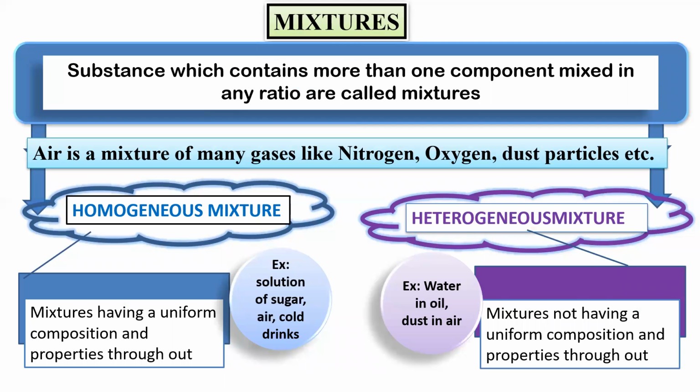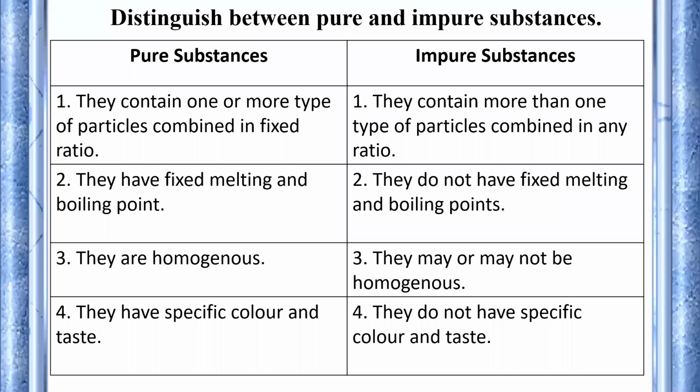Now what is a heterogeneous mixture? A mixture not having a uniform composition and properties throughout. For example, water in oil, dust in air. Now next thing, what is the distinction between pure and impure substances?